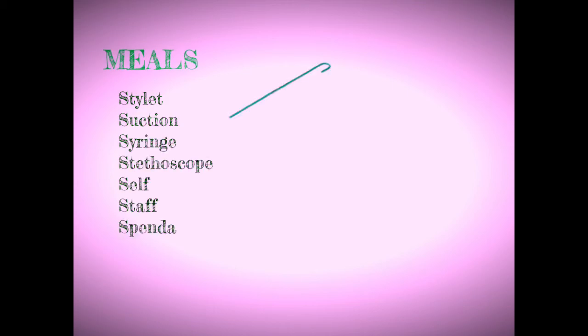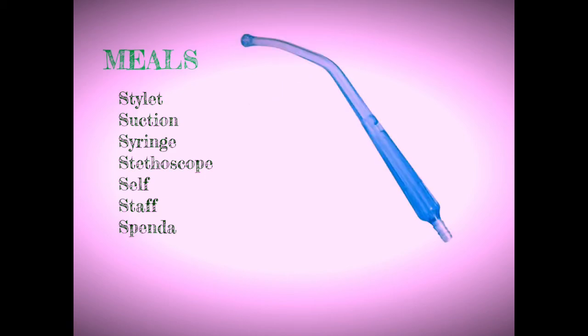S stands for a lot of things: stylet, suction, syringe, stethoscope, self, staff, even spender. Get the stylet and insert it into your ET tube. Next is your Yankauer suction. Insert it below the patient's right shoulder. It has to be easily accessible during intubation.